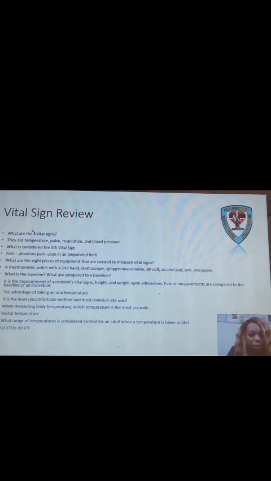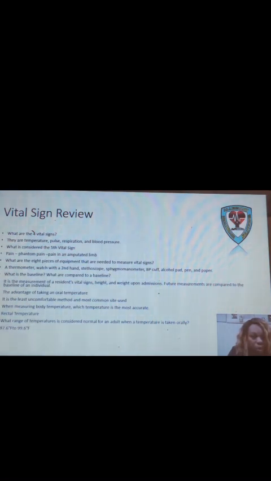It's important when you're gathering vital signs that you know that particular resident's baseline. And once again, the baseline is the measurements of a resident's vital signs, their height and their weight upon admission. All future measurements from the residents will be compared to the initial set of measurements that they had on admission, or their baseline vital signs.